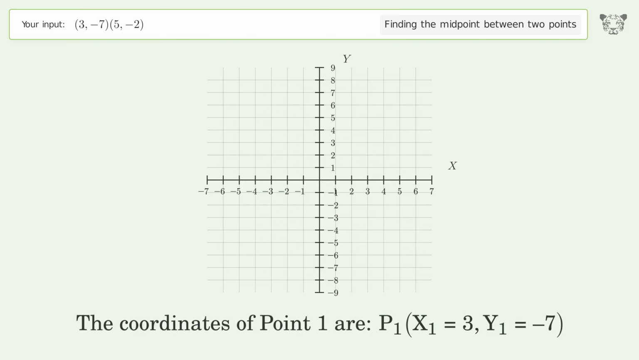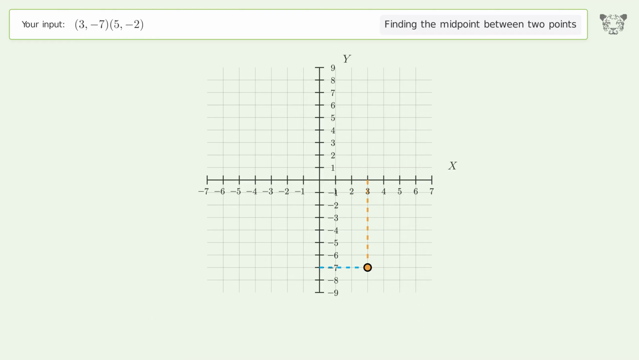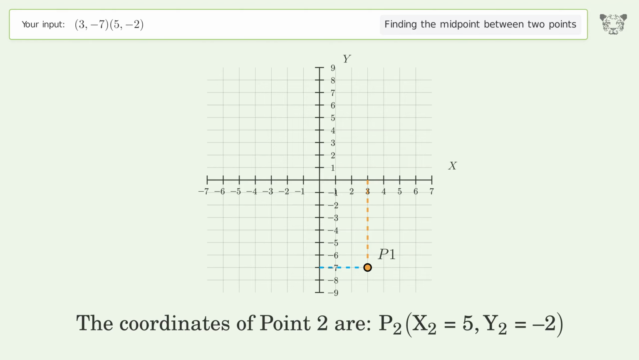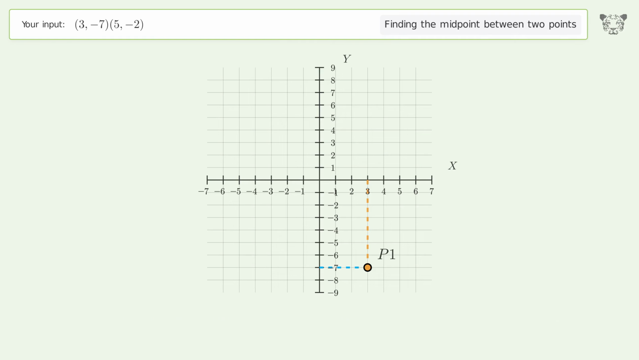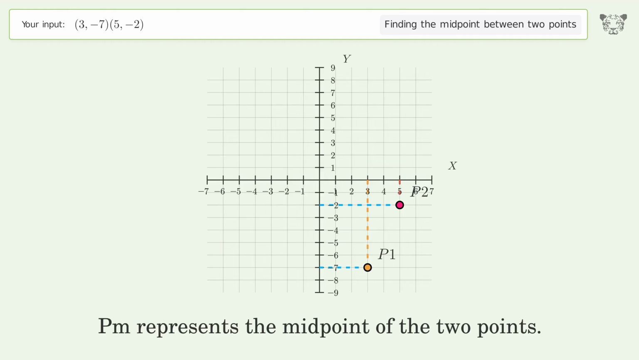The coordinates of point 1 are, x1 equals 3, y1 equals negative 7. The coordinates of point 2 are, x2 equals 5, y2 equals negative 2. PM represents the midpoint of the 2 points.